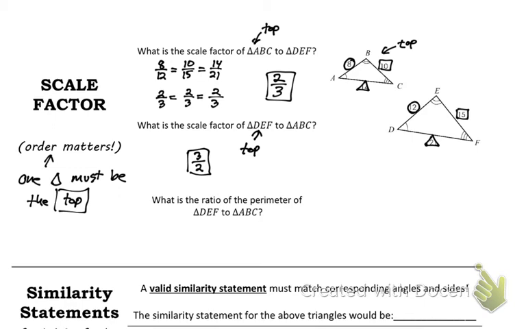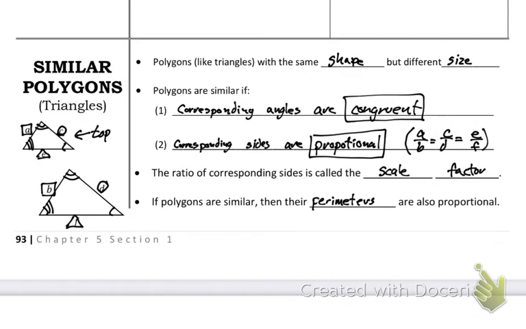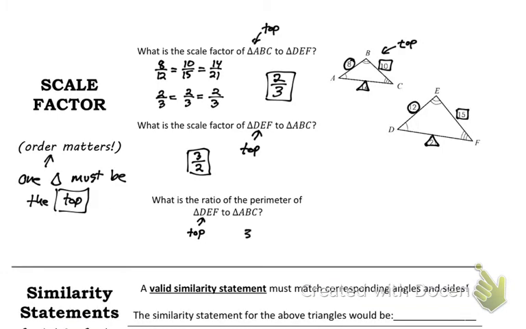All right, what is the ratio of the perimeters of DEF to ABC? What is the ratio, if DEF is my top, of perimeter to the other perimeter? What was that? 3, 2. It's 3 over 2. I just said that. I just said, don't forget about this, that if polygons are similar, their perimeters are also proportional. So it's the same proportion. It will be 3 over 2. So whether I talk about sides or perimeter, it's going to be the same. Whether I say what's the side proportion or what's the perimeter proportion, they're both the same scale factor.